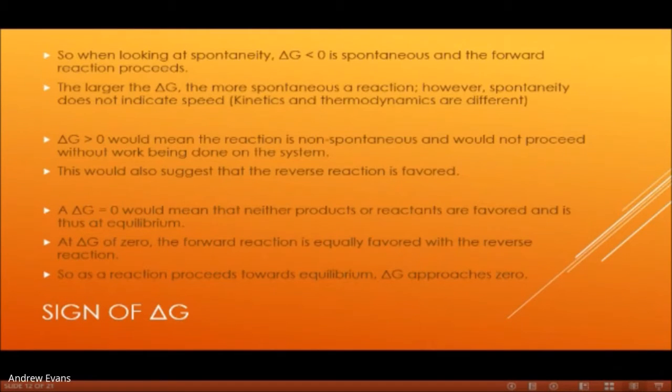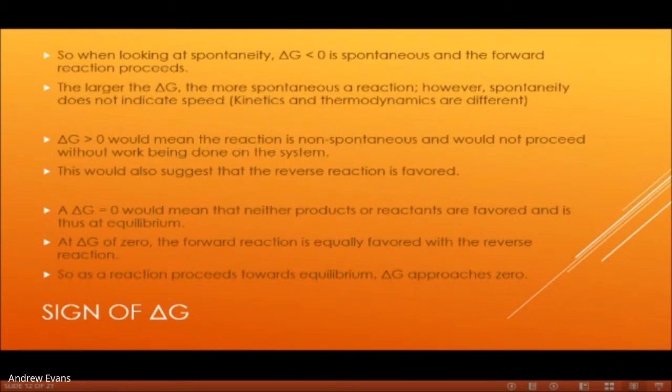Delta G greater than 0 would mean the reaction is what we call non-spontaneous. It would not proceed without work being done. But because of the state functionality of delta G, if a reaction is non-spontaneous in the forward direction, it would be spontaneous in the reverse. To go backwards from products to reactants would be spontaneous if delta G is positive. Because remember, with enthalpy, if the forward reaction produces heat, the reverse reaction absorbs the same amount of heat.